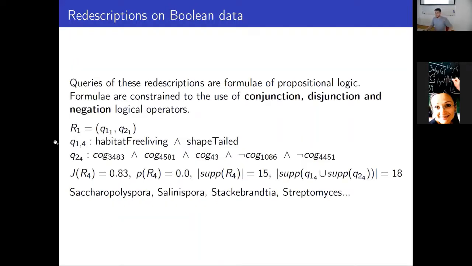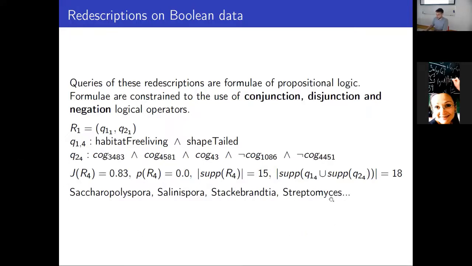Okay, so what are the queries in themselves? For redescriptions that work on Boolean data, these are formulas of propositional logic. They contain conjunction, disjunction, and negation logical operators. Implications and equivalences are not present because they can be transformed into these ones. But we are also more interested in getting what is truly valid in the data, so in that case, it is even more understandable to read rules that only contain these three.